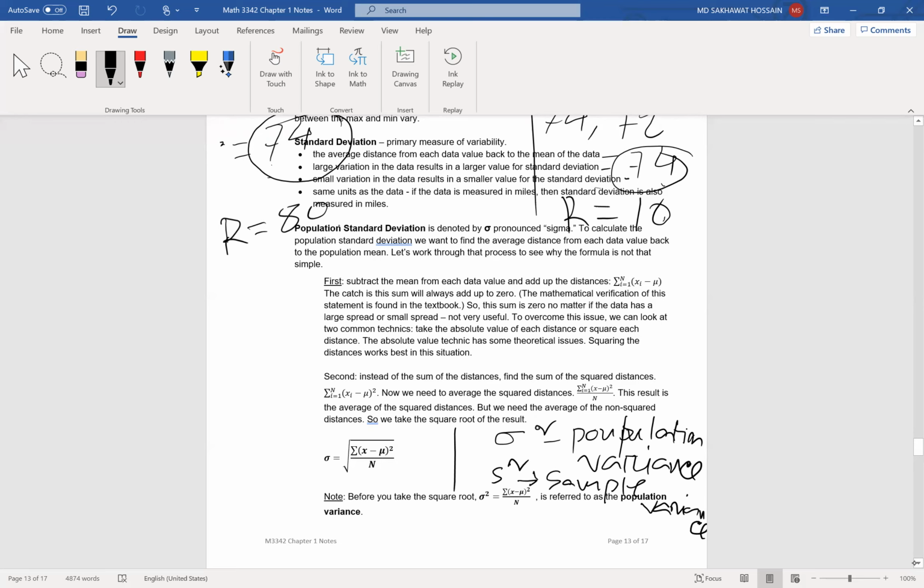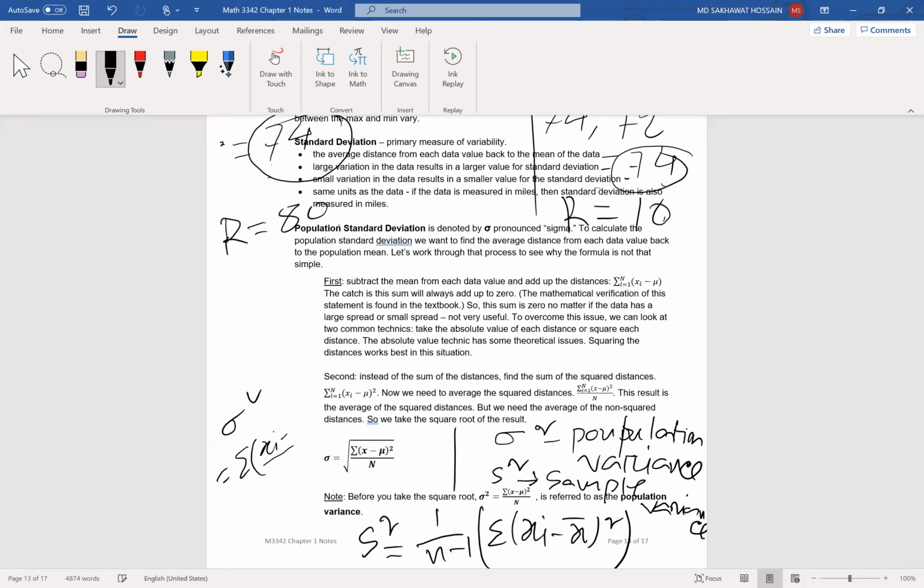Okay. So the sample variance S square is equal to 1 over n minus 1 times the summation of xi minus x bar squared. This is the formula for calculating the sample variance. And for the population variance, we use capital N. So the population variance is the summation of xi minus the population mean, squared, divided by N.